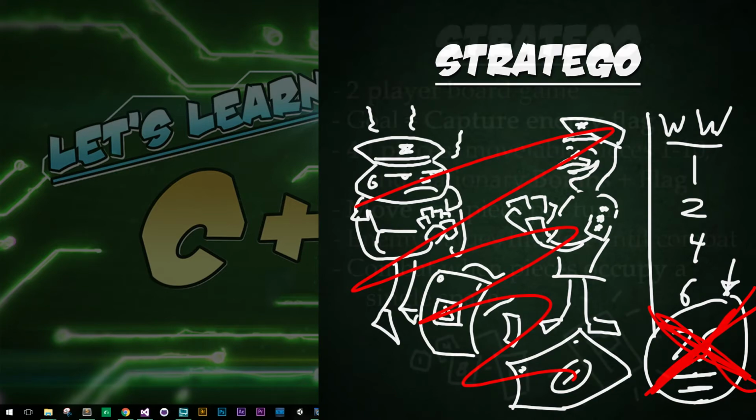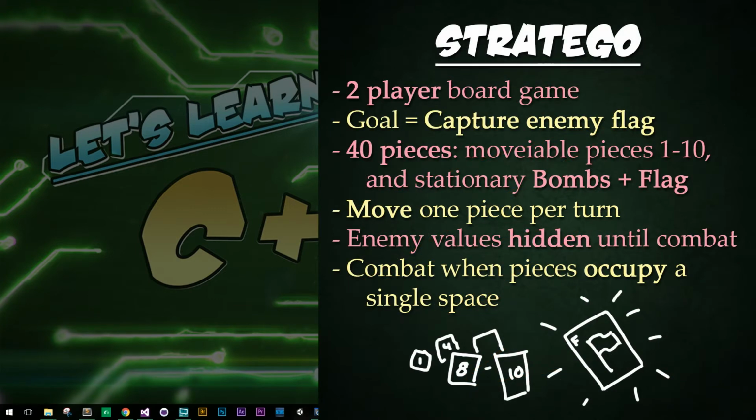So what is Stratego? Stratego is a simple two-player board game in which the goal is simply to capture the enemy flag. You are given a set of movable pieces ranging from values 1 to 10. You are also given bombs that kill any piece that touches them, and your flag, which are not movable. So let's go into more rules of this game.